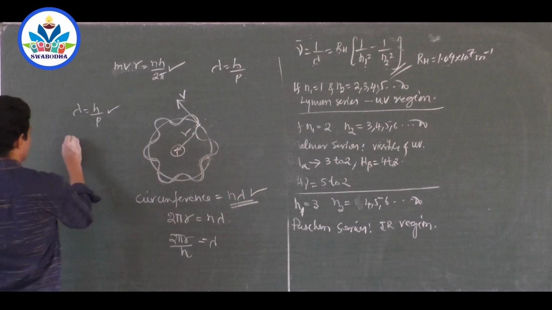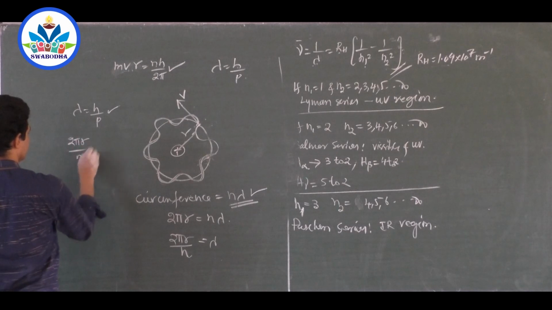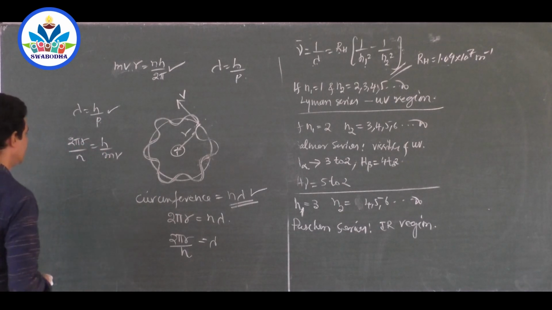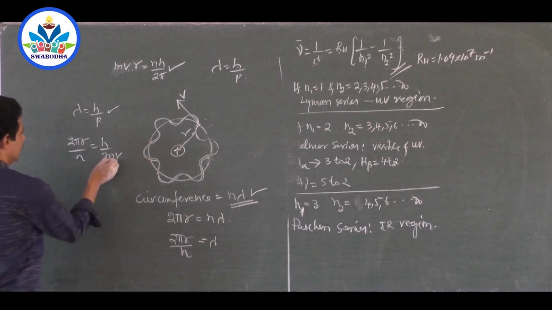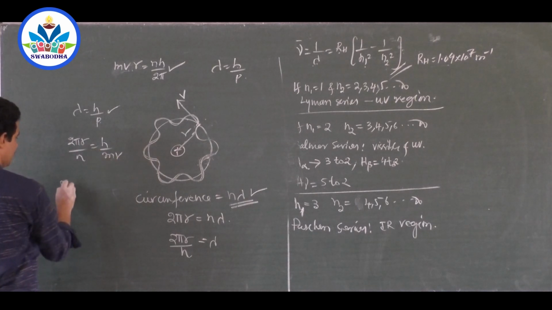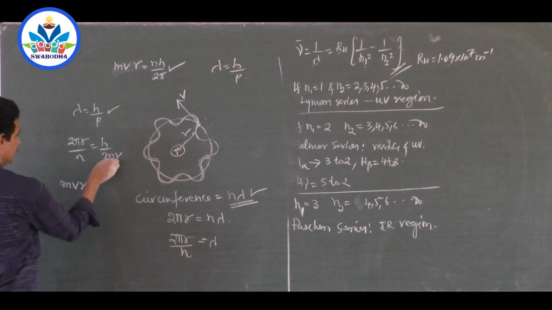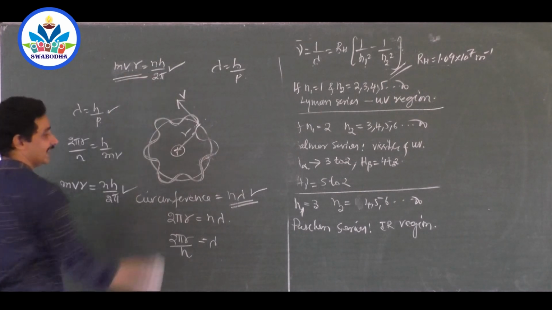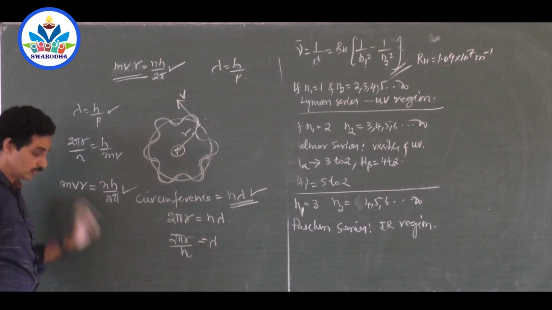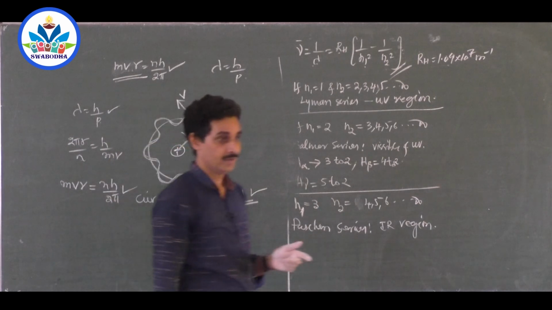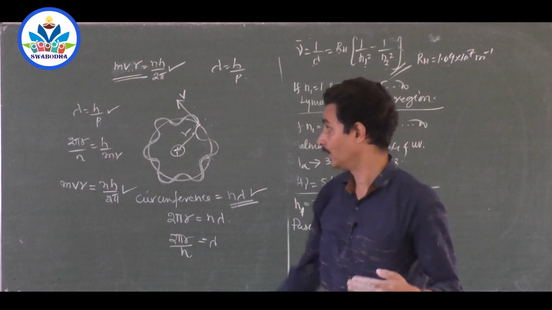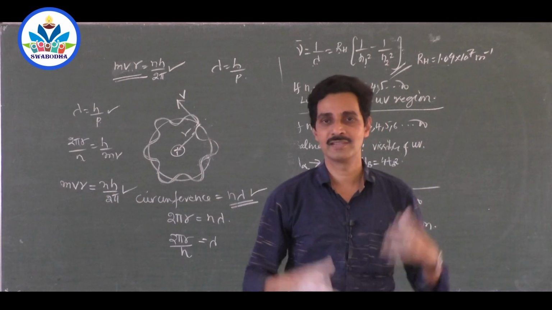Lambda is 2 pi r by n, equal to h by p. H by mv we will write, right? Then what will I get? Bring this here: mvr must be equal to nh by 2 pi. Did we come across this one again? We got it, right? So using de Broglie's assumption, he could arrive at Bohr's quantization rule.